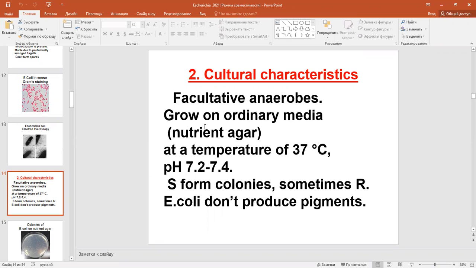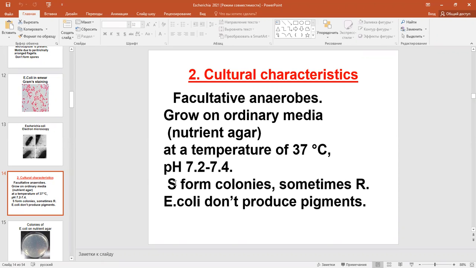They are able to grow on ordinary media, basic media like nutrient agar, at a temperature of 37 degrees Celsius and pH 7.2-7.4. Escherichia develop S-type colonies, so you should memorize typical colonies. Typical colonies of Escherichia are S-type.